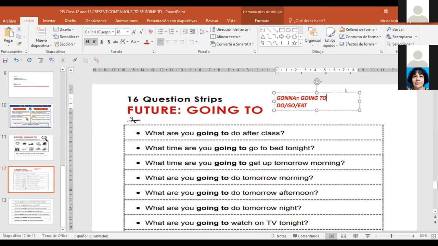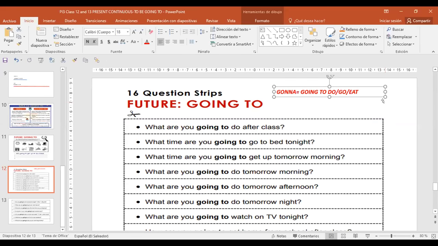I'm explaining this because even though the English we teach is very formal, you need to be used to hearing it: in American English, in Canadian English, in day-by-day conversations, they don't say going to, they say gonna. What are you gonna do after class? What time are you gonna go to bed? What time are you gonna get up tomorrow morning? What are you gonna do tomorrow morning? Tomorrow afternoon? Tomorrow night? What are you gonna watch on TV tonight? When we write, you have to write going to, but remember that you're maybe not going to hear going to, but gonna, right?